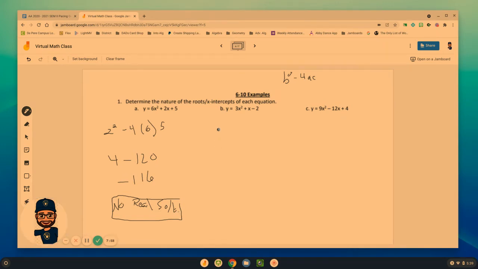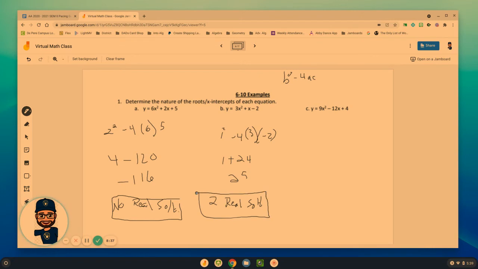Letter B. B squared, which is 1, or 1 squared, minus 4a, which is 3, times c, which is negative 2. 1 squared is 1. Negative 4 times 3 is negative 12, and negative 12 times negative 2 becomes positive 24, which means we get a positive 25 for the discriminant, which means 2 real solutions. We're going to have 2 of them.